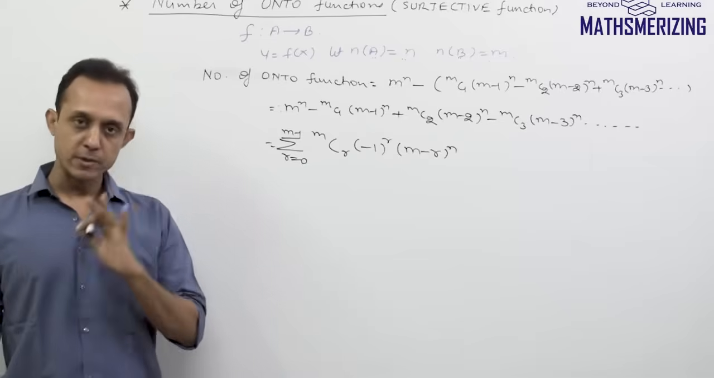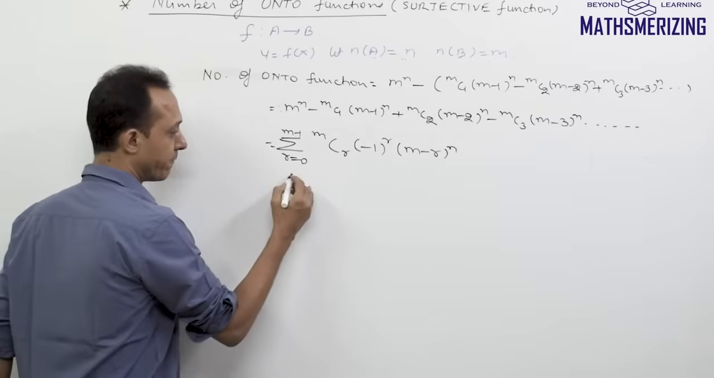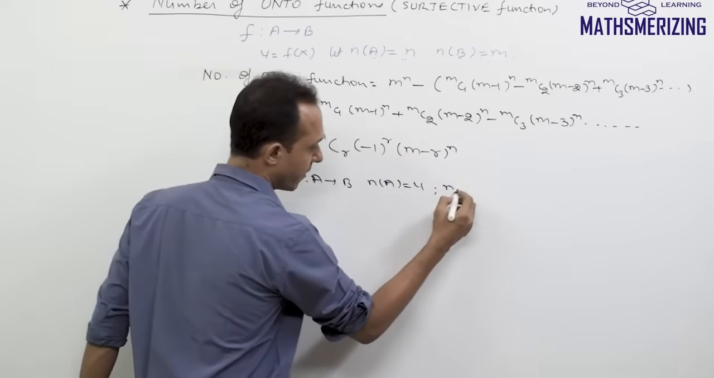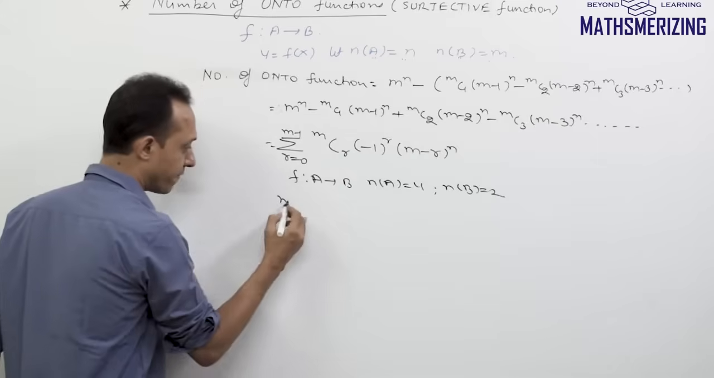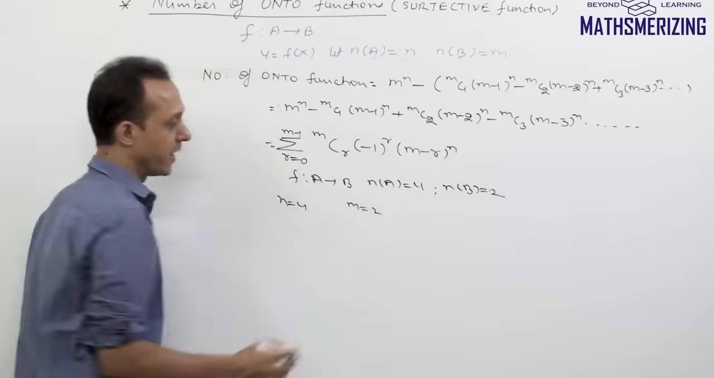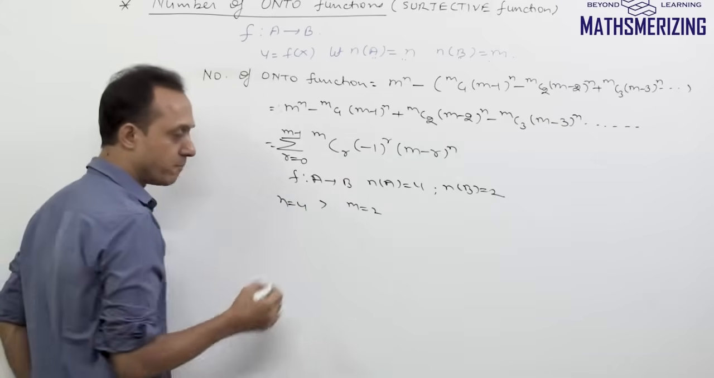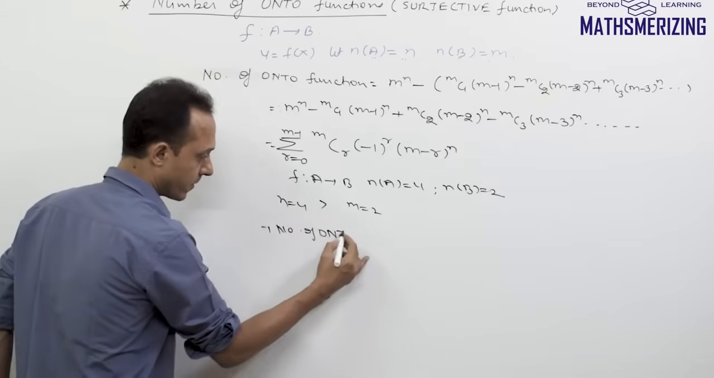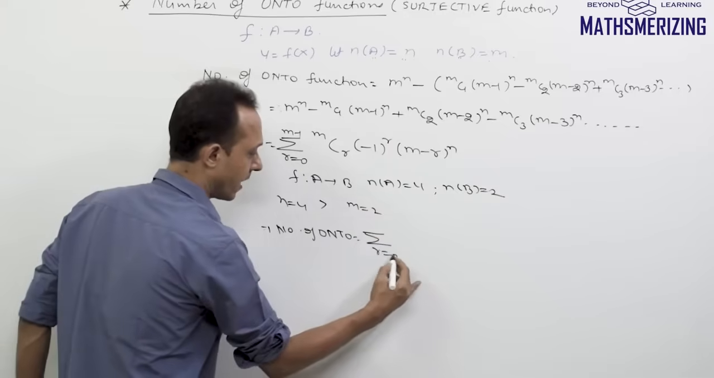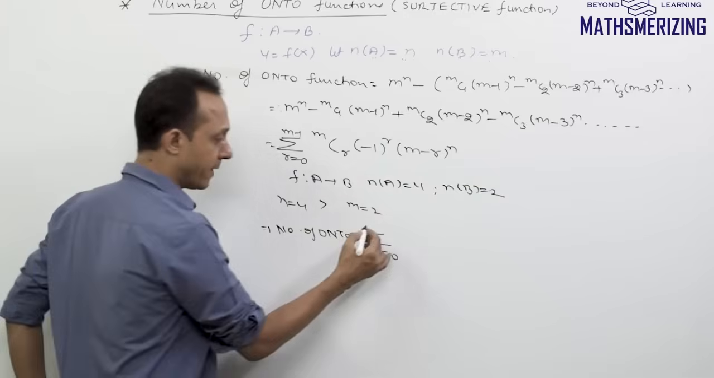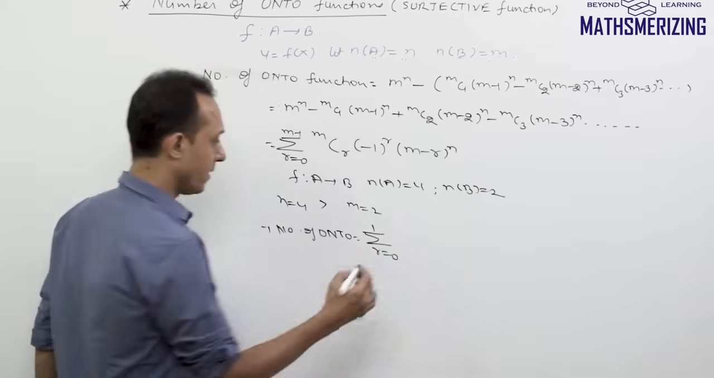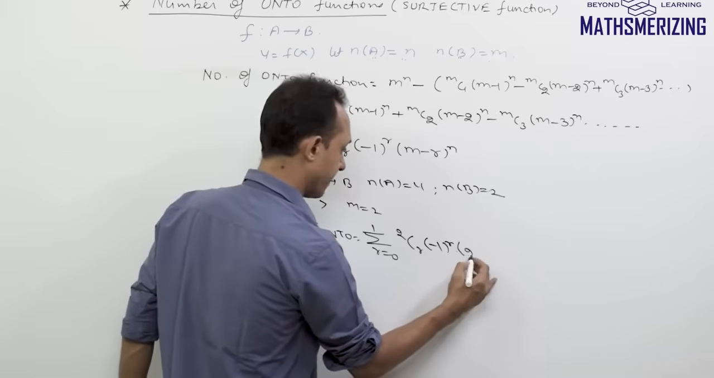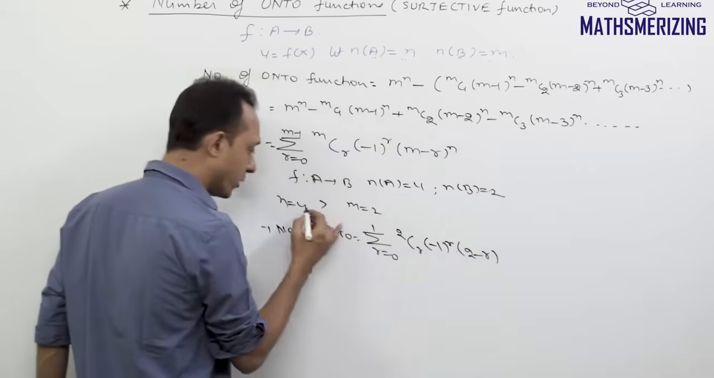So let us take up an example. Suppose I have to find the number of onto functions defined from set A to B, so that the number of elements in set A is 4 and the number of elements in set B is 2. So in this case, the value of n is 4 and the value of m is 2. So clearly n is greater than m, so I can use the formula. Now the formula is number of onto functions is given as summation r varies from 0 to m-1, and m-1 in this case will be simply 1, and m is 2, so 2Cr (-1) to the power r, (2-r) to the power n.